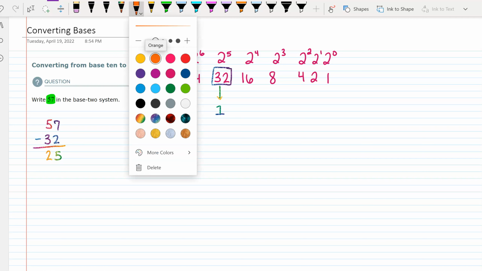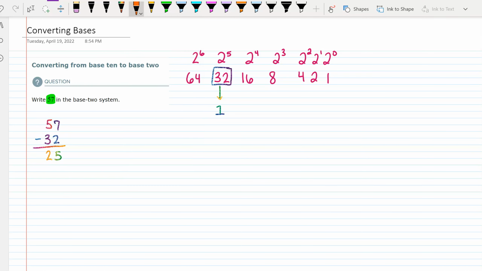And I'm going to say, okay, how many times can I subtract 16? So 25 minus 16 is 9. I could only subtract 16 one time. So its place value will be 1. Let's do 8. So how many times can I subtract 8? Just one time. And I'm left with 1.